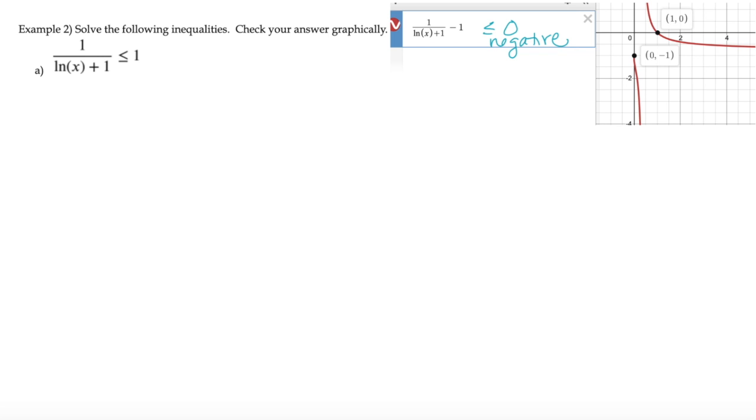So I'm still going to do the same idea. I'm going to say 1 over the natural log of x plus 1 minus 1 is less than or equal to 0. In order to combine these two together, we need a common denominator. And our common denominator is the natural log of x plus 1. So this would then be the same as 1 over the natural log of x plus 1 minus the exact same thing over itself, because we know anything divided by itself is 1.